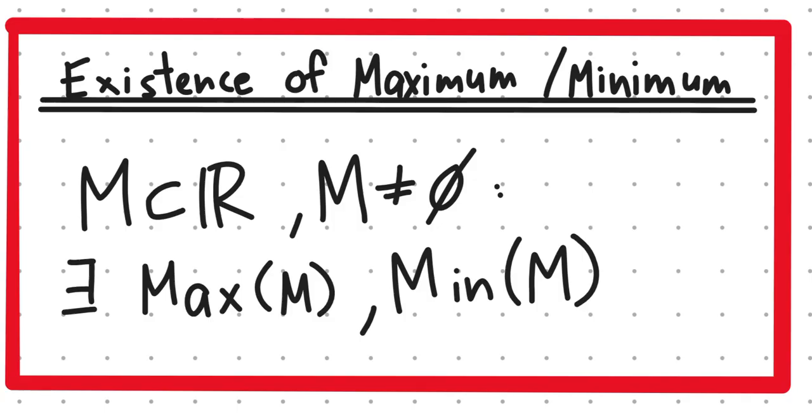In this video, we're going to talk about the existence of maximum and minimum points. If we have a set M, any set, it can be A, it can be B, we just call it M, which is a subset of the real numbers where M is not the empty set. We can always state that there exists a maximum of the set M and a minimum of the set M. So let's just start and prove this formula.